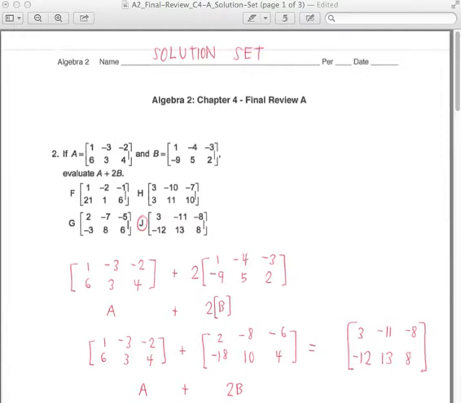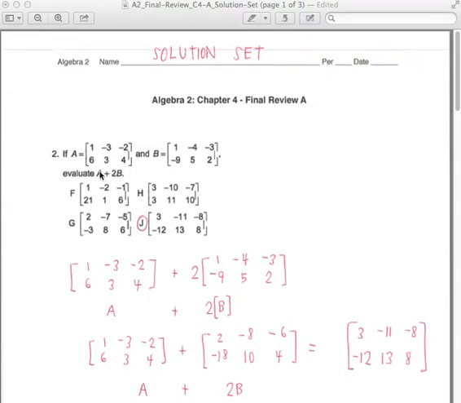The first example problem here deals with adding matrices, and it also involves the scalar matrix. So we have matrix A, which is this matrix here. It is a 2 by 3 matrix. Let's remember that when we are defining the dimensions of a matrix, those dimensions are rows, which are horizontal, by columns. Columns are vertical.